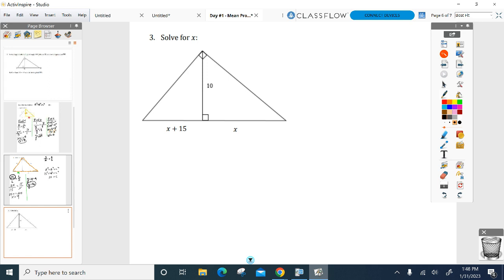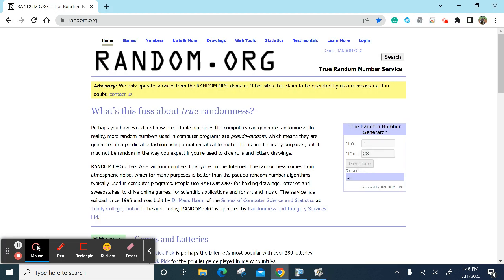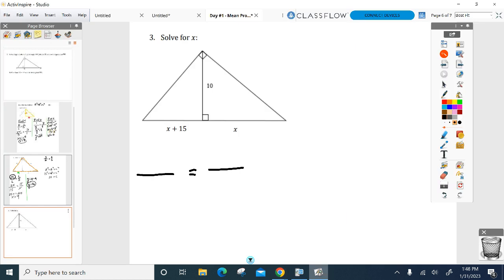SAS. Yeah. What's the issue? Definite SAS because 10's the altitude. We're gone, right? Set it up for me then. It's X plus 15 over 10, 10 over X.